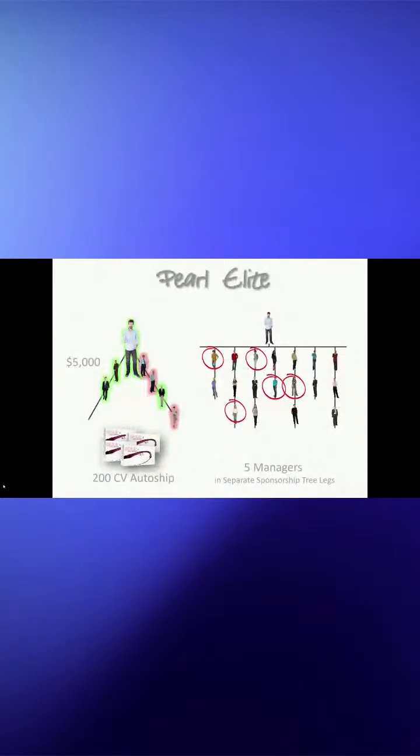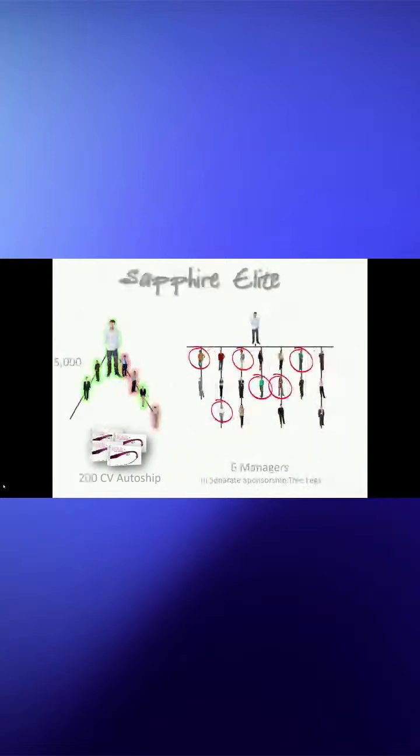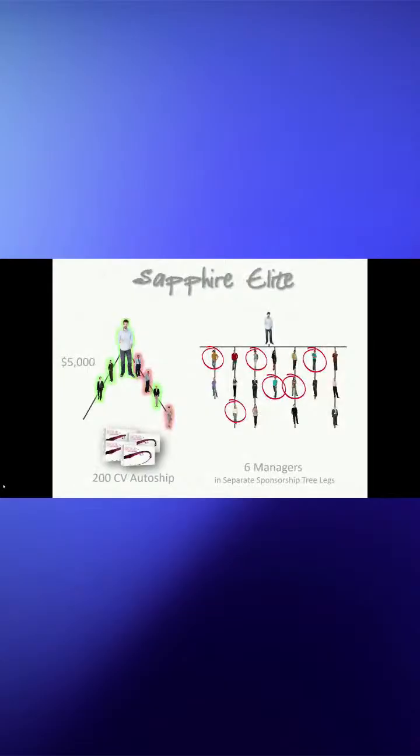You need 5 managers from 5 separate enrollment tree legs, same personal consumption, but now you need $30,000 in group volume in a 2-week period or less. So if you did $30,000 in your first week, great. If you have the other requirements, you're a Pearl Elite. Or $15,000 a week, or just it needs to add up to $30,000 in a 2-week period. That's Pearl Elite. Sapphire Elite, 6 managers from 6 separate enrollment tree legs, same personal consumption, same weak leg volume.